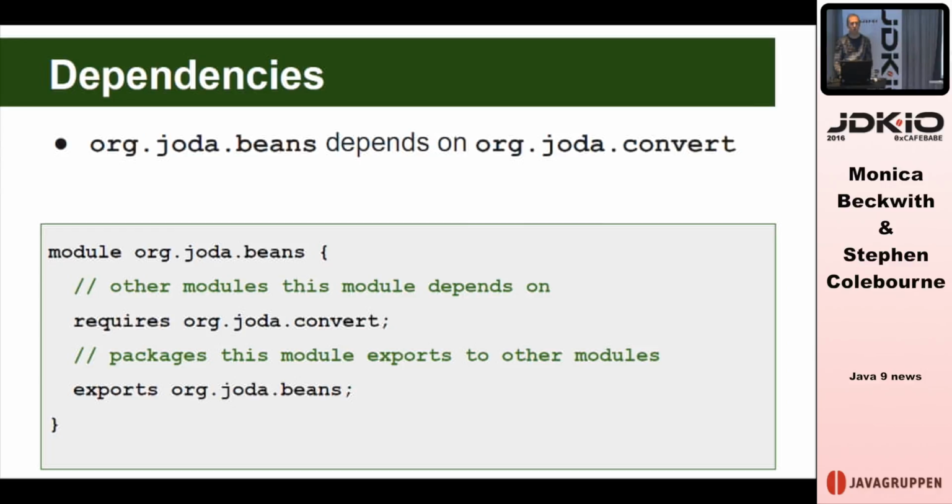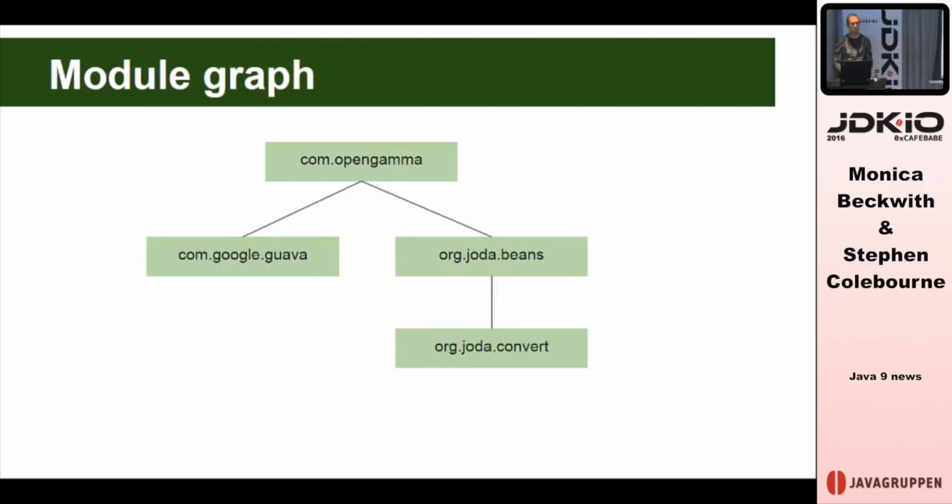JDBeans might also depend on a module of its own. In this case, we're declaring the module JDBeans to depend on JDConvert and to export the package org.joda.beans. Great. That gives us this module diagram, so com.opengamma depending on Guava and beans depending on convert.